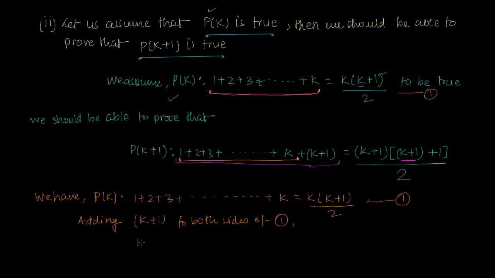I get 1 plus 2 plus 3 plus k plus (k plus 1). Correct? And you have to parallelly keep in mind that this is somehow the LHS of this. Correct? Plus (k plus 1) is equal to, I am using this, so k into (k plus 1) upon 2 plus (k plus 1). Okay, same k plus 1 added to both the sides. This k plus 1 here and this k plus 1 here. Correct?